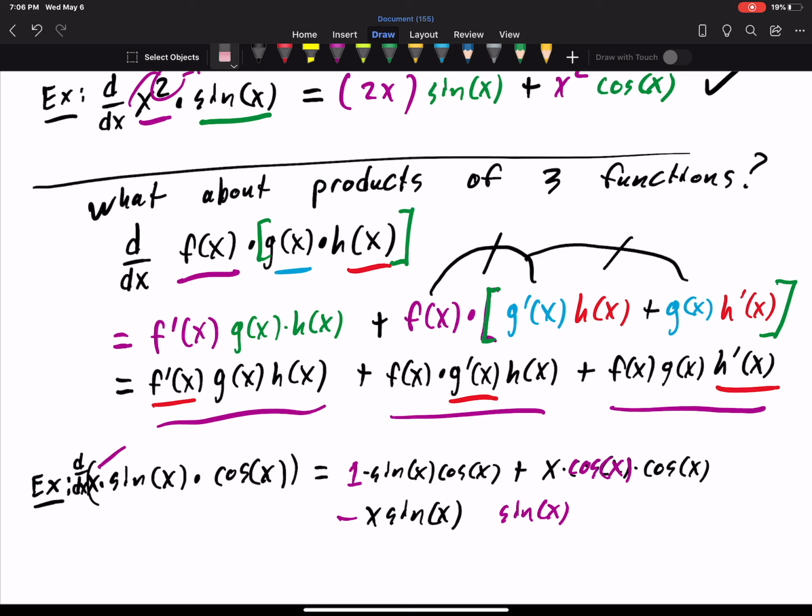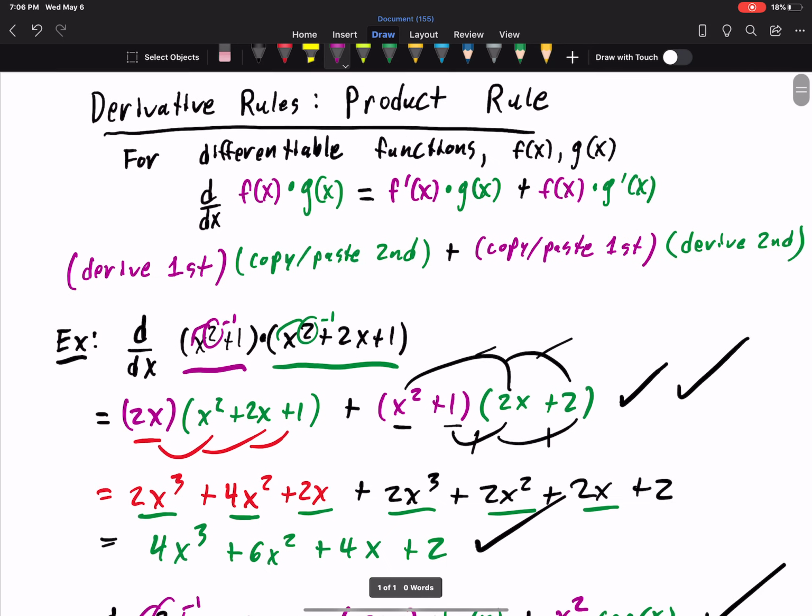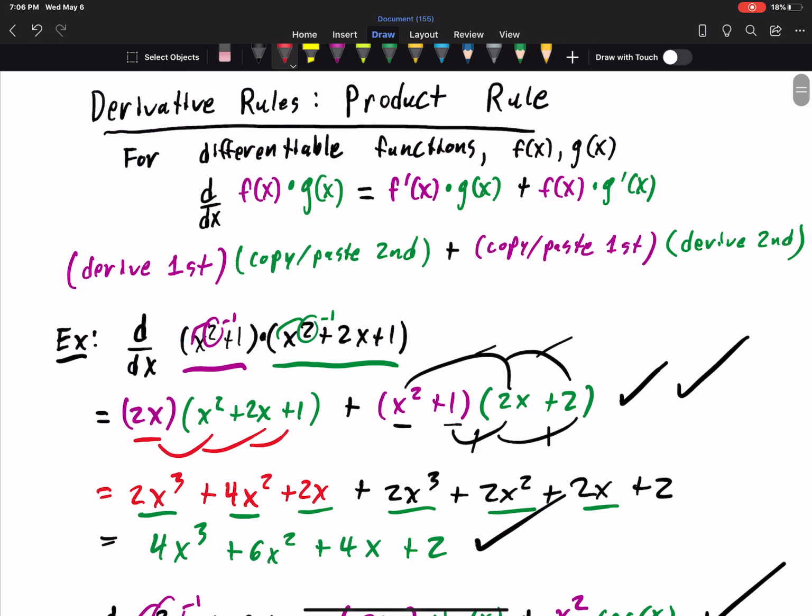So you just, in each term, in the first term, you derive the first. Second term, you derive the second. That's how this works. And it works the exact same way above, even in the first thing. First term, you derive the first. Second term, you derive the second one. And then you add it all together.